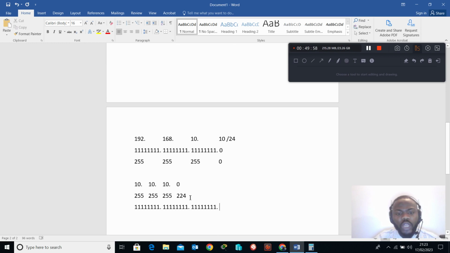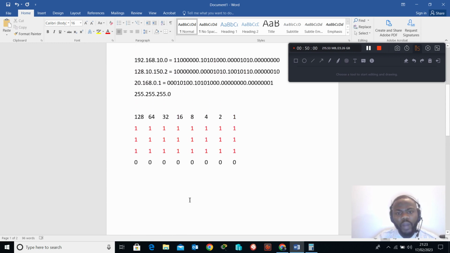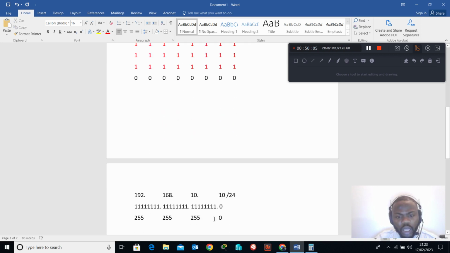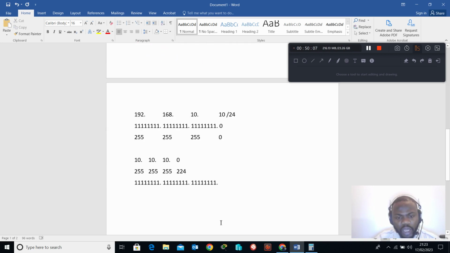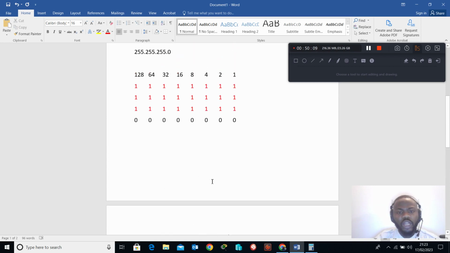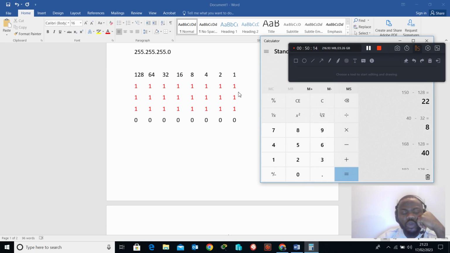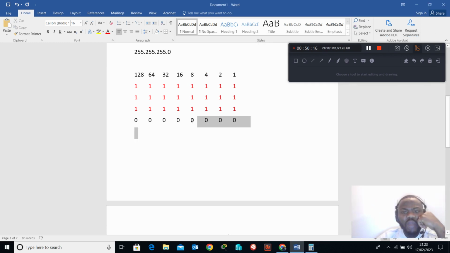What can we do to get 224 if we come back to our binary here? Where's the number again? Yes, 224. If we want to get 224, where's my calculator? What do we have to do? So to get 224, let me first take this out.